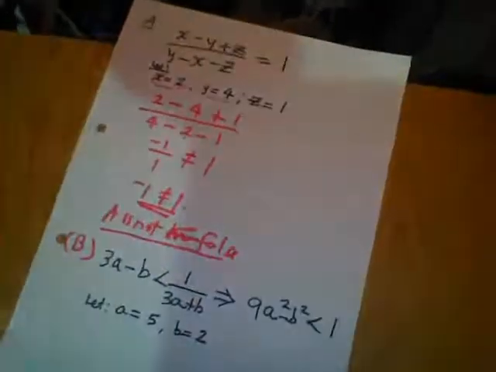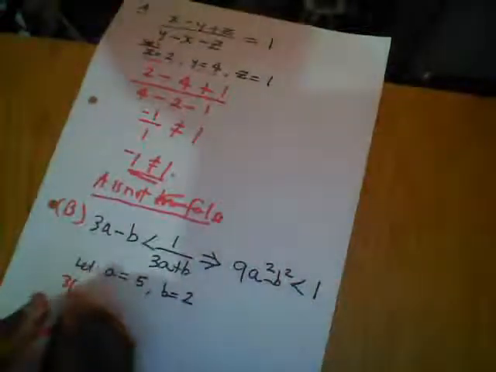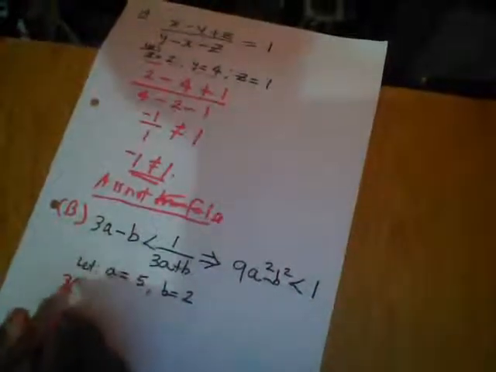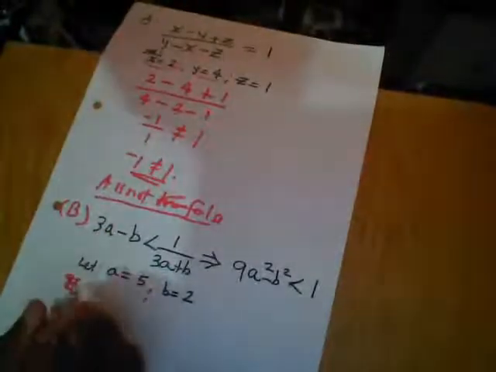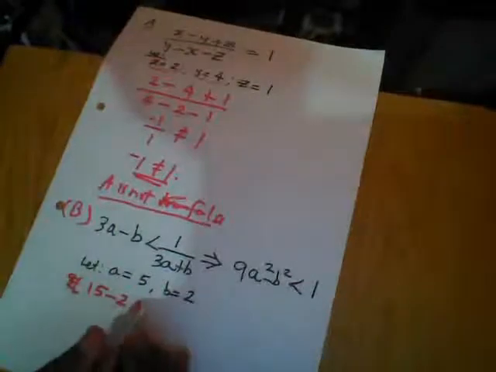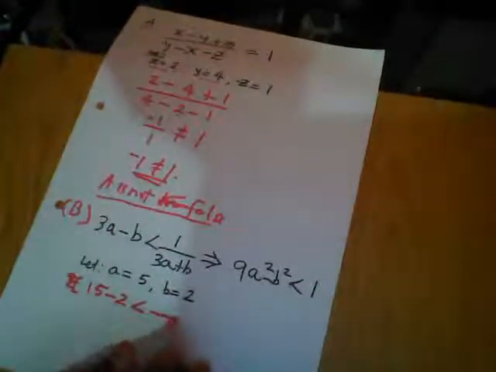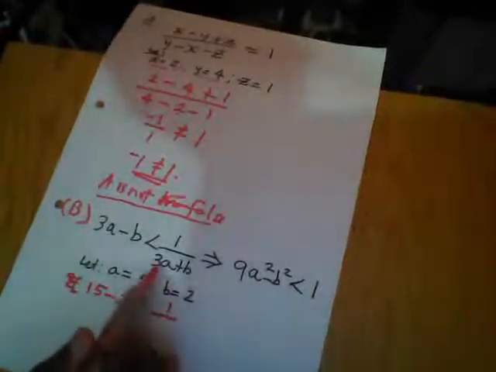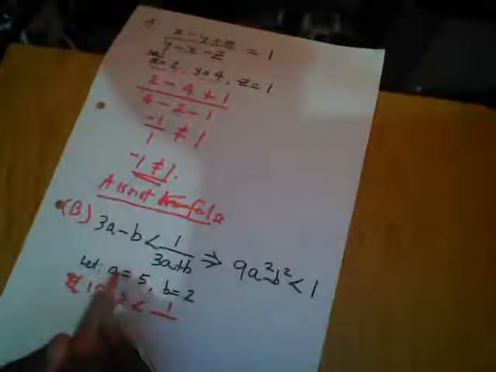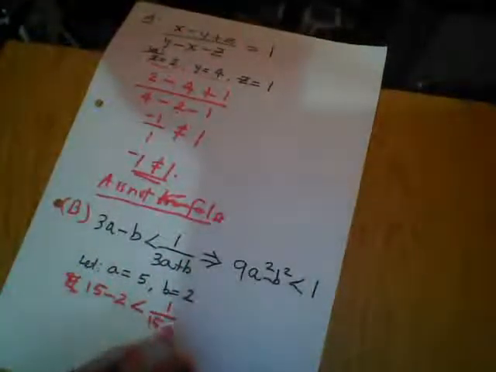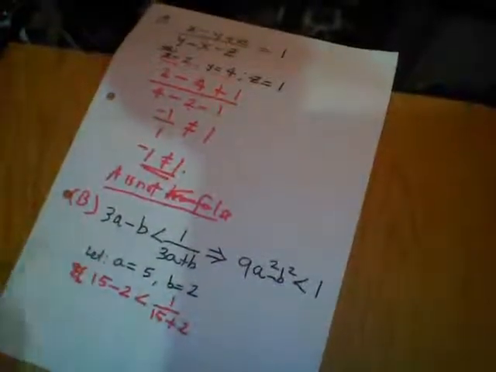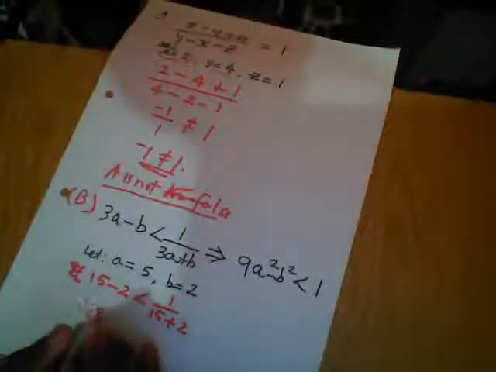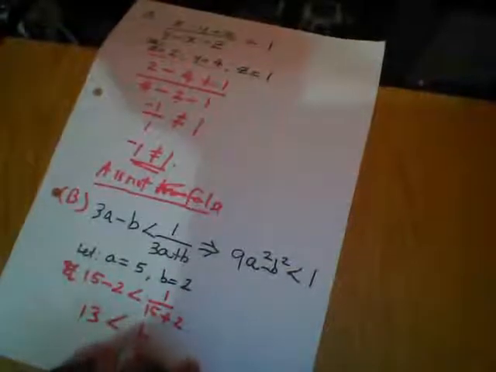The first part: 3 times a. What is a? a equals 5, so 3 times 5 equals 15. So 3a minus b: b equals 2, so 15 minus 2. We want to see if this is less than 1 over 3a plus b: 3 times 5 is 15, plus b, which is 2.